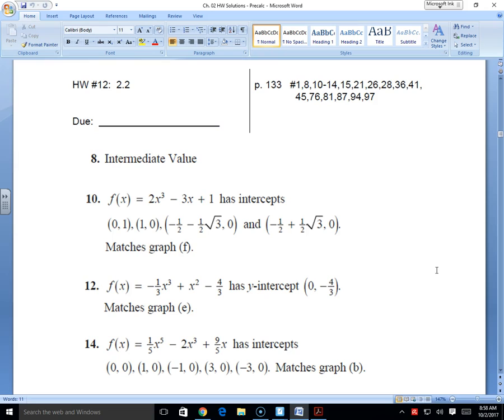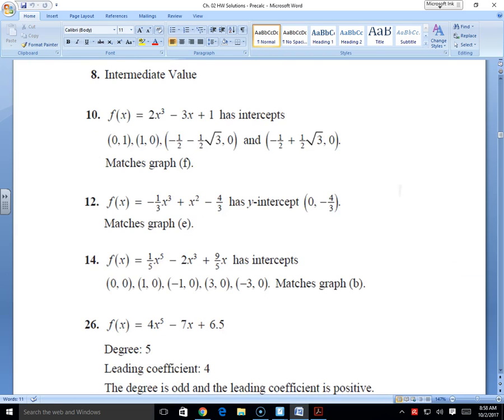You could have found this name just from the section. I told you guys we weren't going to talk about it until we came back to class today, but it was the intermediate value theorem. The next few were matching. You guys could have checked the odds, just the even. 10 is there another one in 26? No. 10 is F, 12 is E, 14 is B.